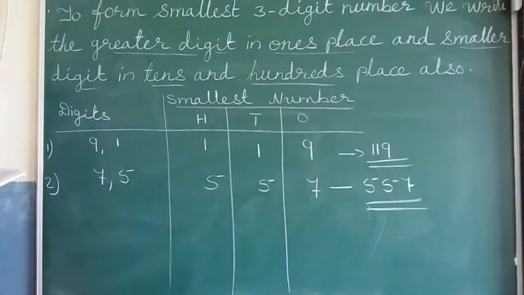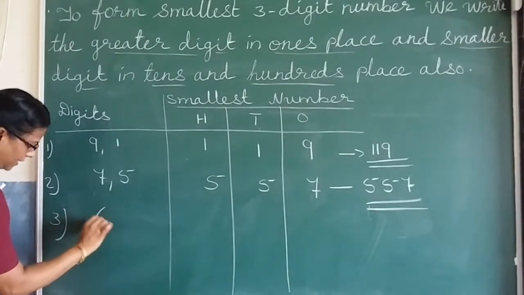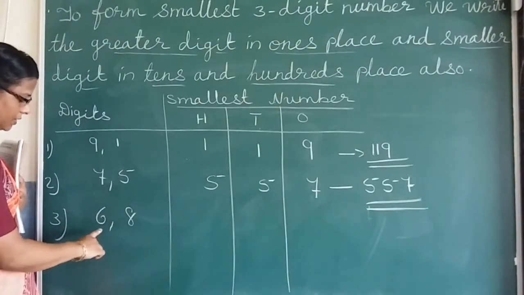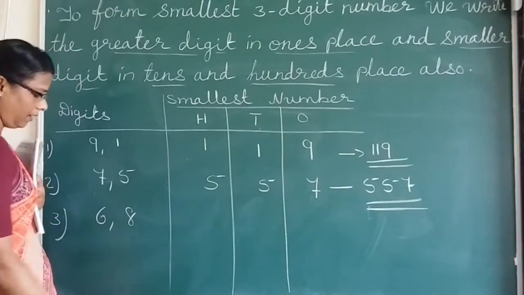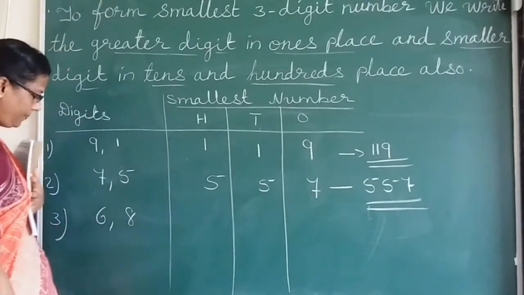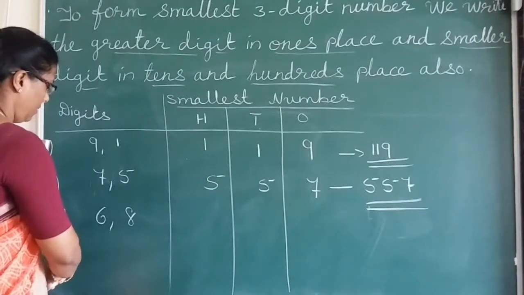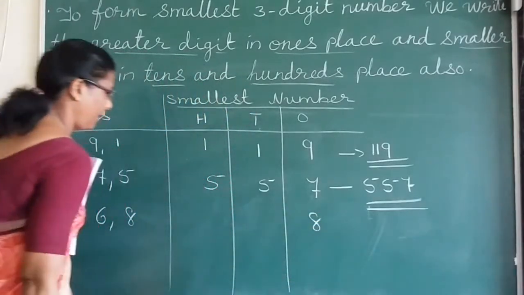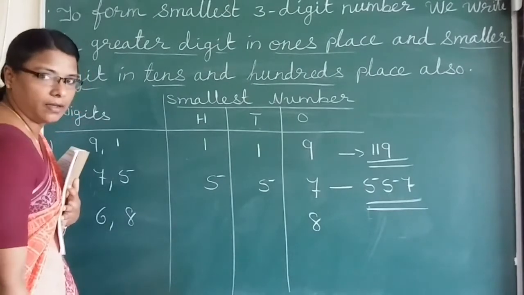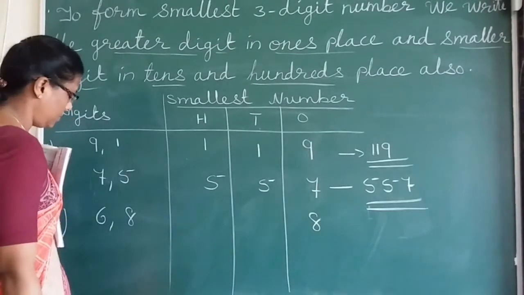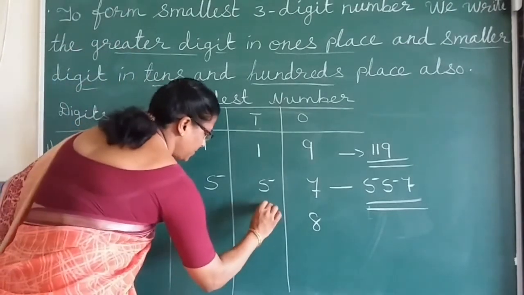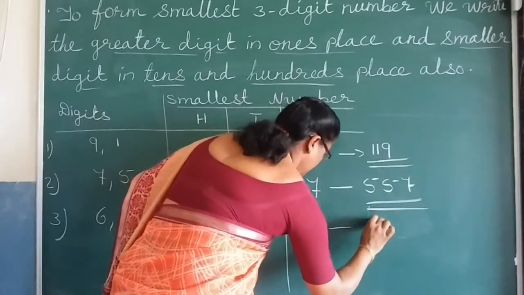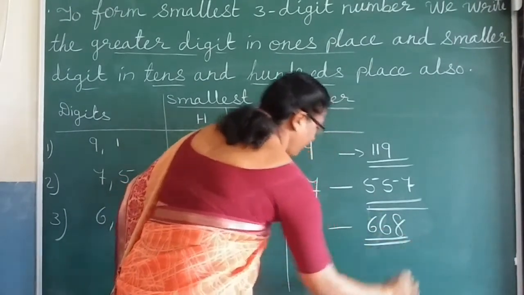Another example. 6 and 8. Here, the smaller digit is 6. The greater digit is 8. We write 8 in ones place. 6 is the smaller digit. We write 6 in tens and hundreds place. The smallest number is 668.